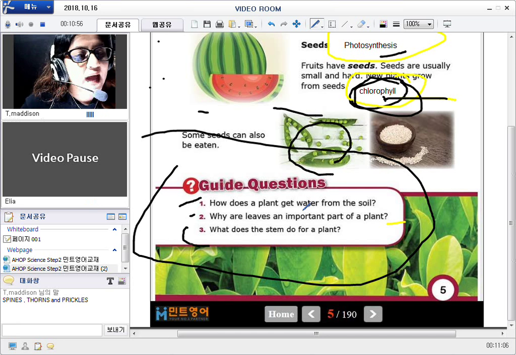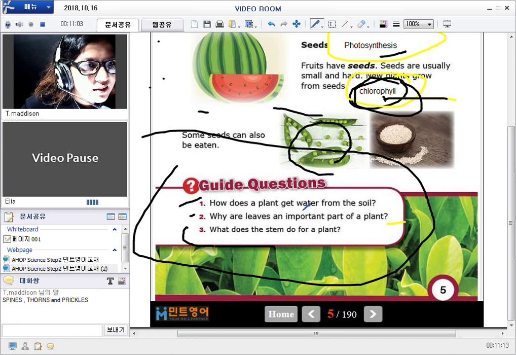Okay, how about number three? What does the stem do for a plant? They are kind of a passage. Water and other important substances from the ground can go up through the stem, and then they can reach the flower or other parts of a plant. Okay. All right. Very good.